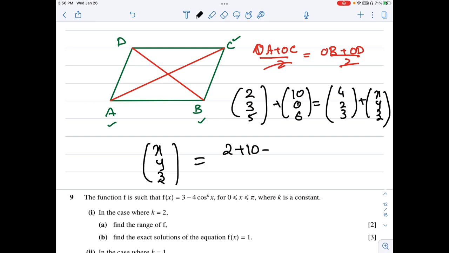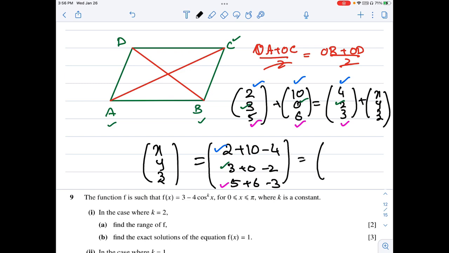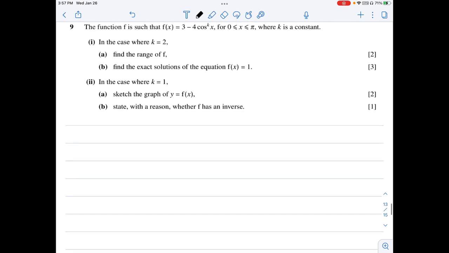2 plus 10 minus 4. What is this one? 2 plus 10 minus 4. Next one will be 3 plus 0 minus 2. And the next one will be 5 plus 6 minus 3. What is this, 5 plus 6 minus 3? And 2 plus 10 minus 4 is this one. And we may use another color. 3 plus 0 minus 2 is this one. So I use the color coding, easy to understand. So it becomes (8, 1, 8). This is OD.